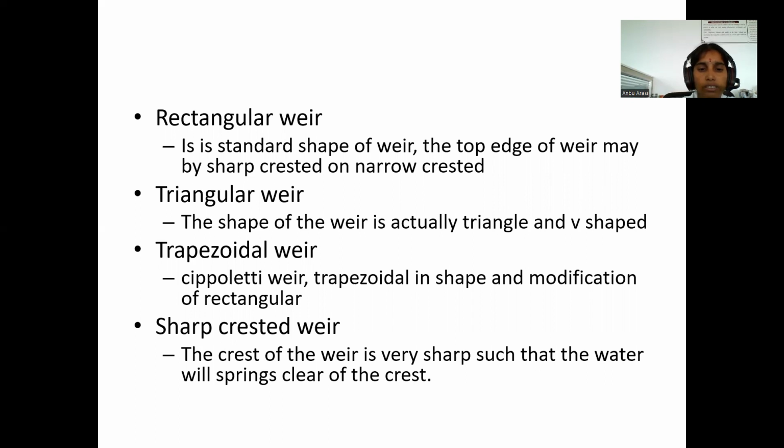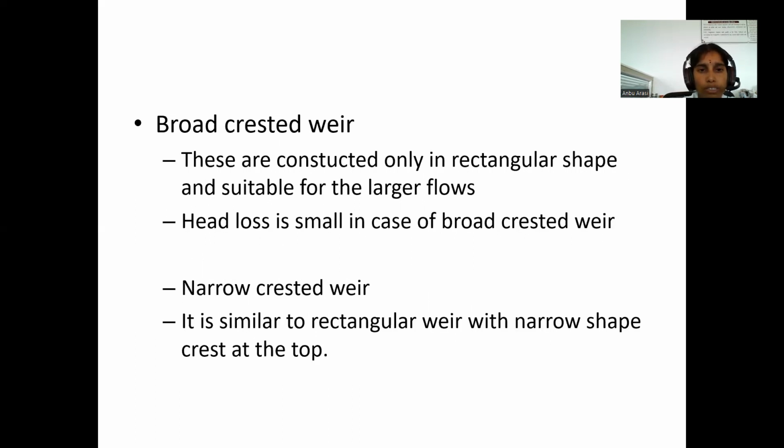Short crested weir: the crest of the weir is very sharp such that the water will spring clear of the crest. Broad crested weir: these are constructed only in rectangular shape and are suitable for larger flows. Head loss is small in the case of a broad crested weir. Narrow crested weir: it is similar to a rectangular weir with a narrow crest at the top.